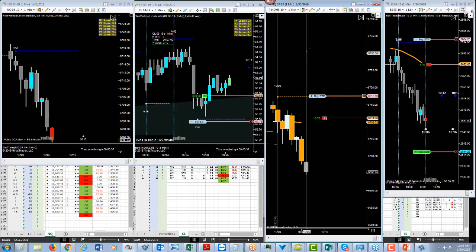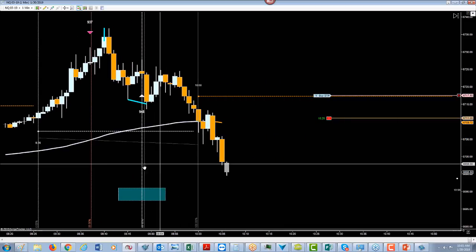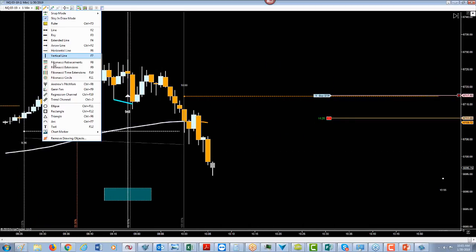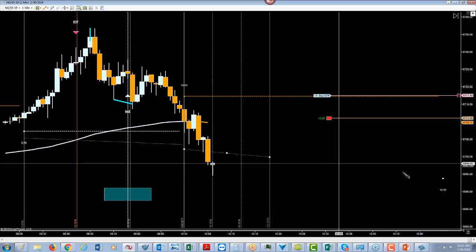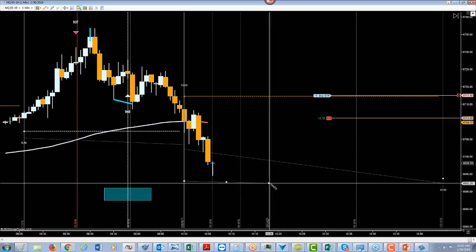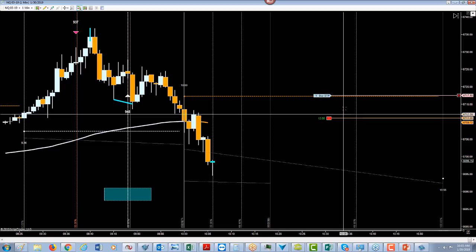Okay, so 10 o'clock on the NQ. If we run another set of splits, holy cow, there's no signals here for a while. We're going to run a double set of splits. From here to here is the first one, and then from here to here is the second one, and I'm going to exit now.